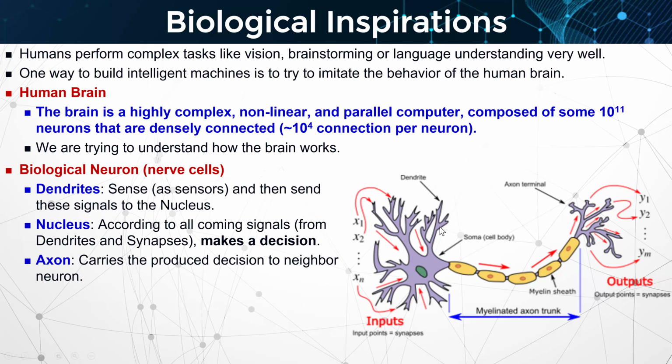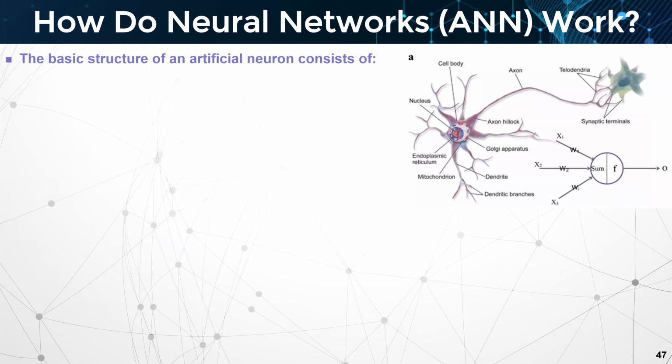So we have the dendrite right here, and this is the soma or cell body of the nerve cell, and this is the axon terminal, and the output is based on synapses. This transmits signals along the axon to the nucleus of the next neuron.